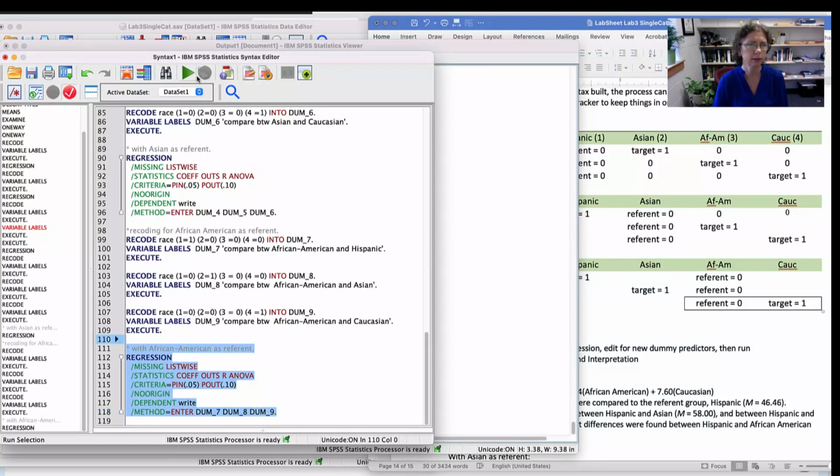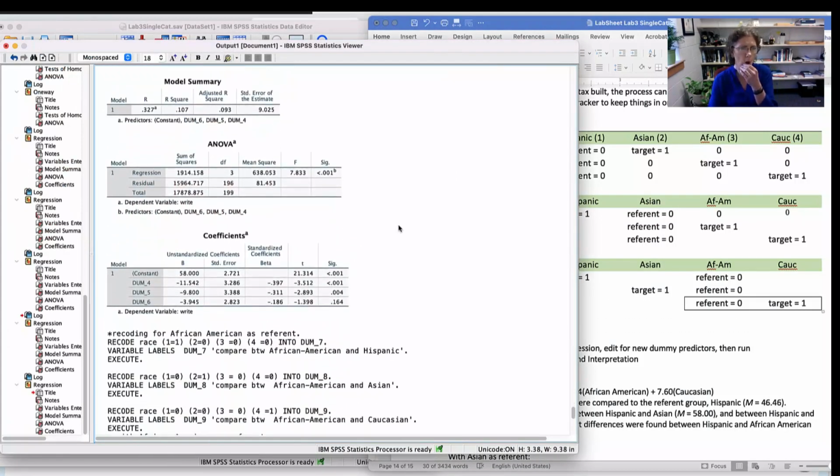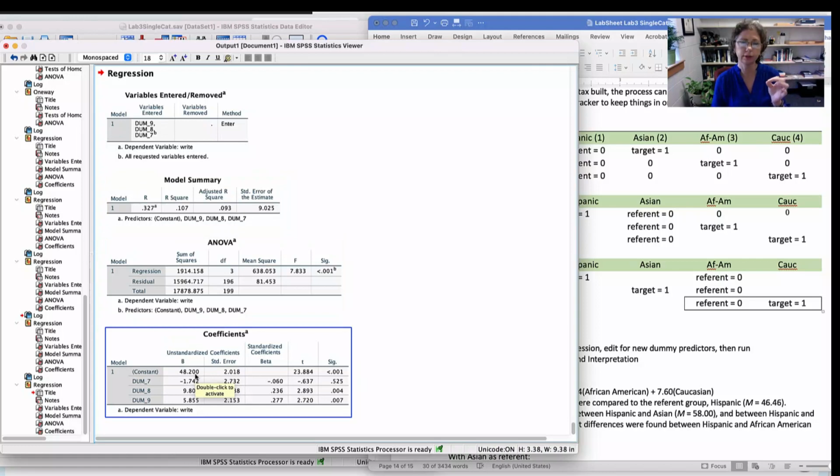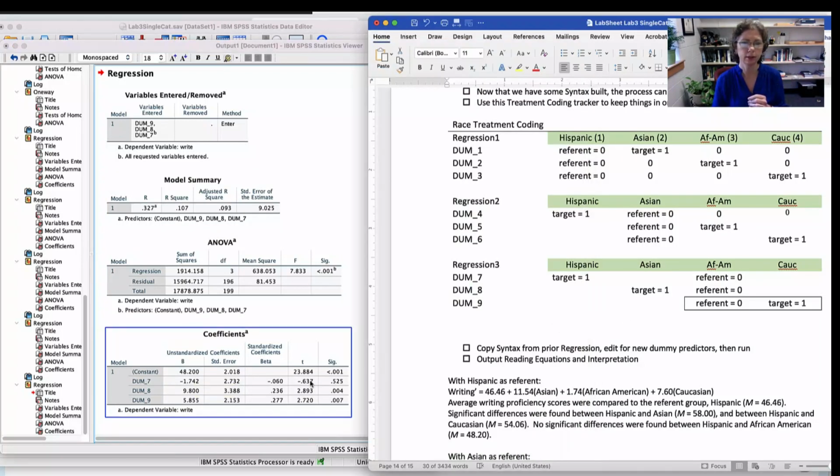Alrighty. So now we have our output. Again, our overall model did not change, but now we have African American as the referent. We're comparing for dum7, we're comparing Hispanic. For dum8, we're comparing Asian, but those we already had. Really, the number we didn't have yet was the comparison between Caucasian and African American, which is dum9, 5.855.